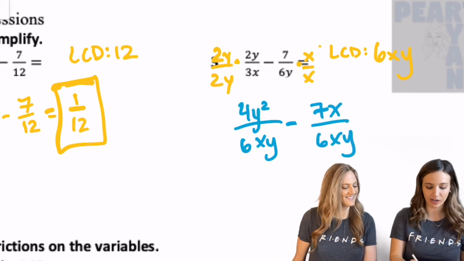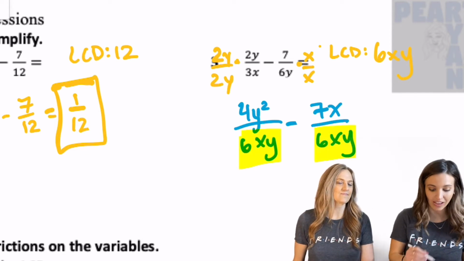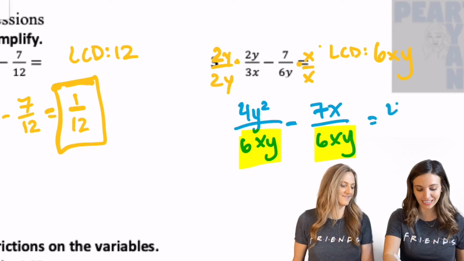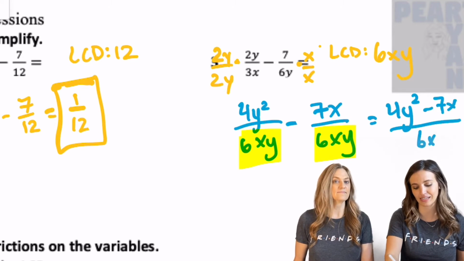Well, check it out. Now I have 4y squared divided by that least common denominator minus 7x also divided by that least common denominator. So now we can subtract our numerators. They aren't like terms, so I'm just gonna get 4y squared minus 7x all divided by 6xy.